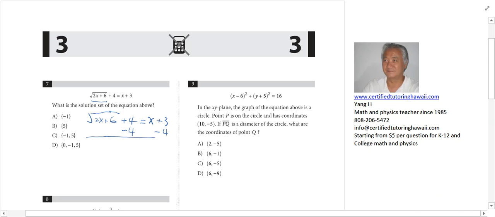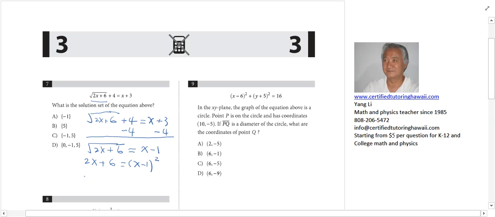So what happens? You cancel this 4. So you will get the square root of 2x plus 6 equals x minus 1. And then on both sides you try to square to get rid of the square root sign, okay? So you will get what? 2x plus 6 equals x minus 1 squared.